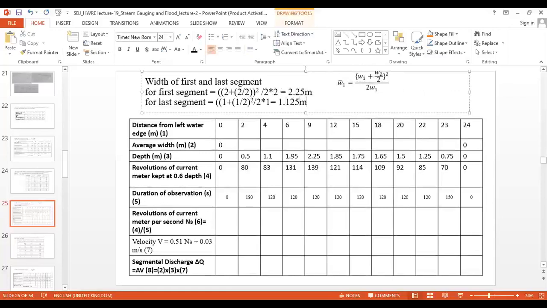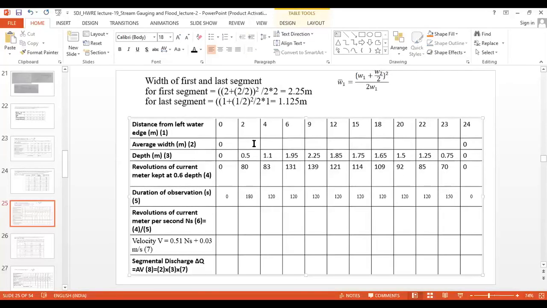1.125 meters. Okay, so for first segment it is 2.25, I would like to write over there. Okay, 1.125. Great. You may unmute yourself and tell the answers. So first segment 2.25 meters and last segment width will be 1.125. Clear.